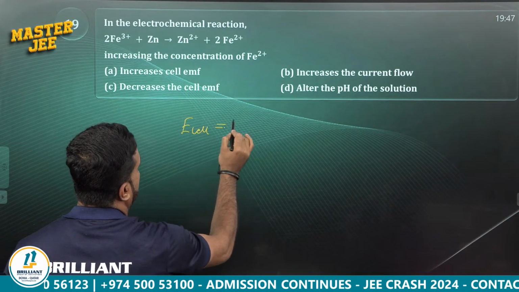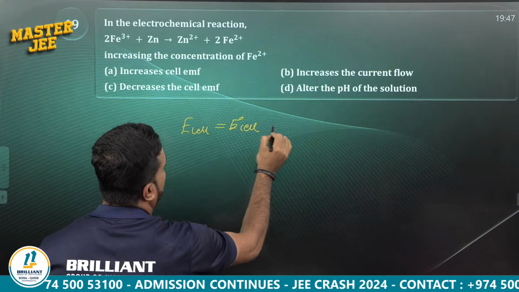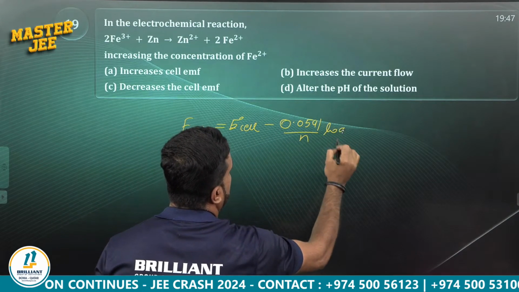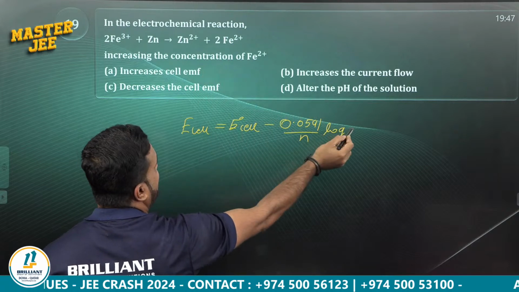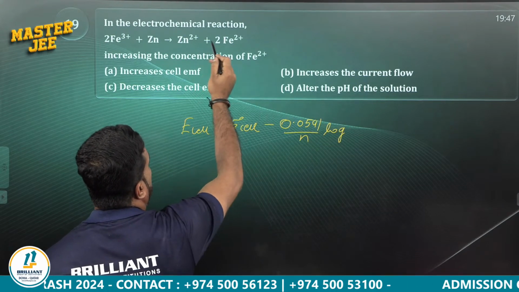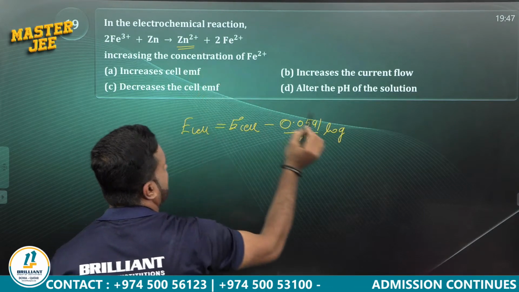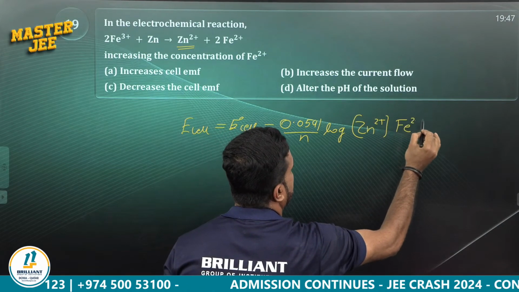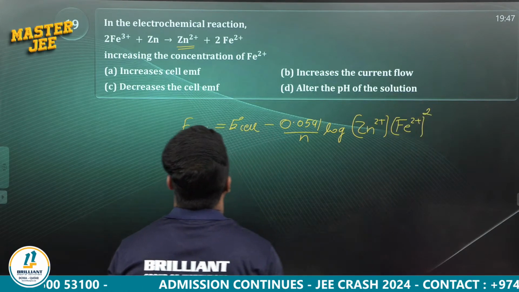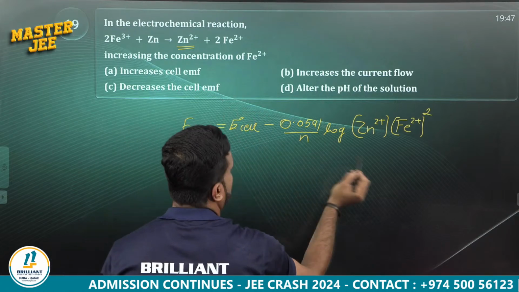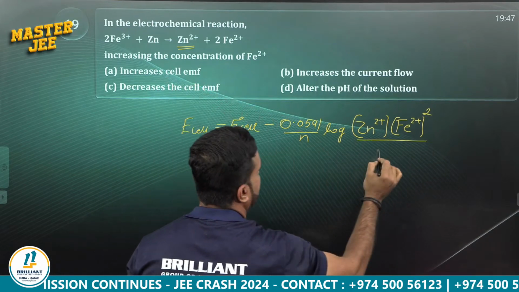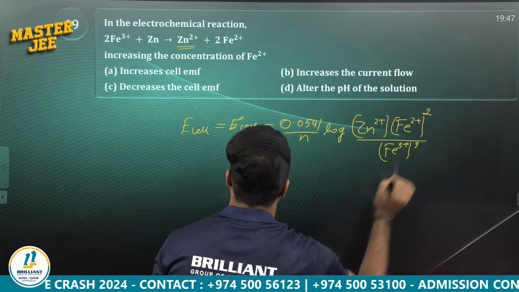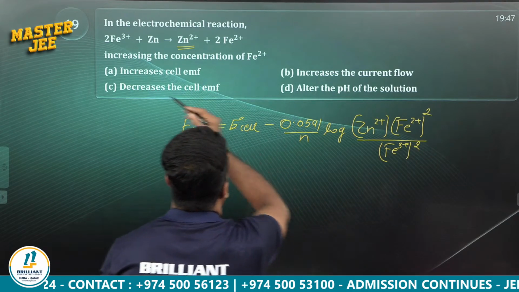E cell is equal to E naught cell minus 0.0591 divided by n log. You know that it is product concentration divided by reactant concentration. On the product side we have Zn2+ concentration as well as Fe2+ concentration, and the coefficient is there, so I will write 2. Then in the denominator Fe3+ concentration will come, and the power will be 2, since the coefficient is 2.